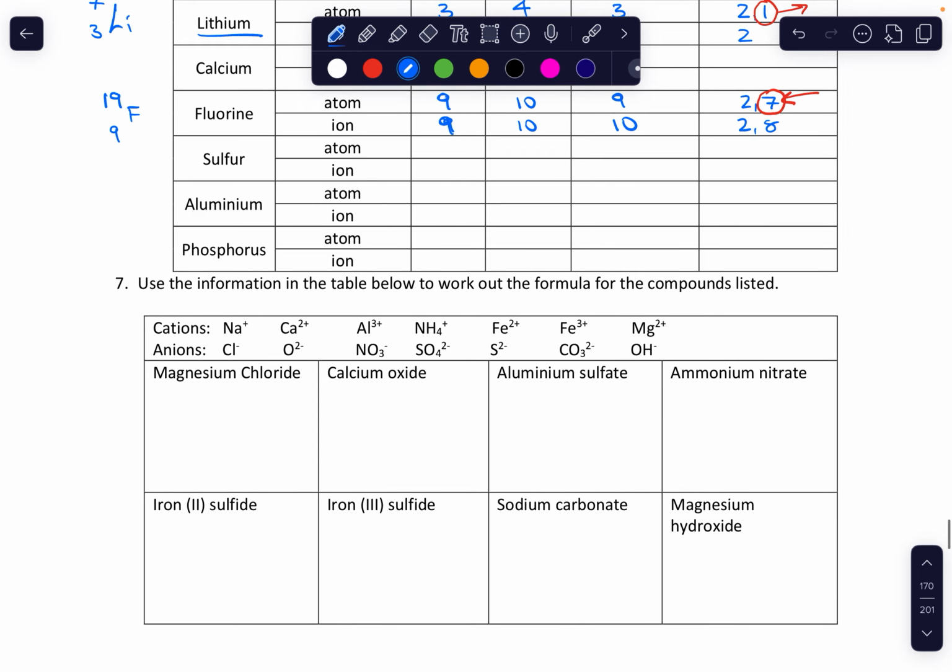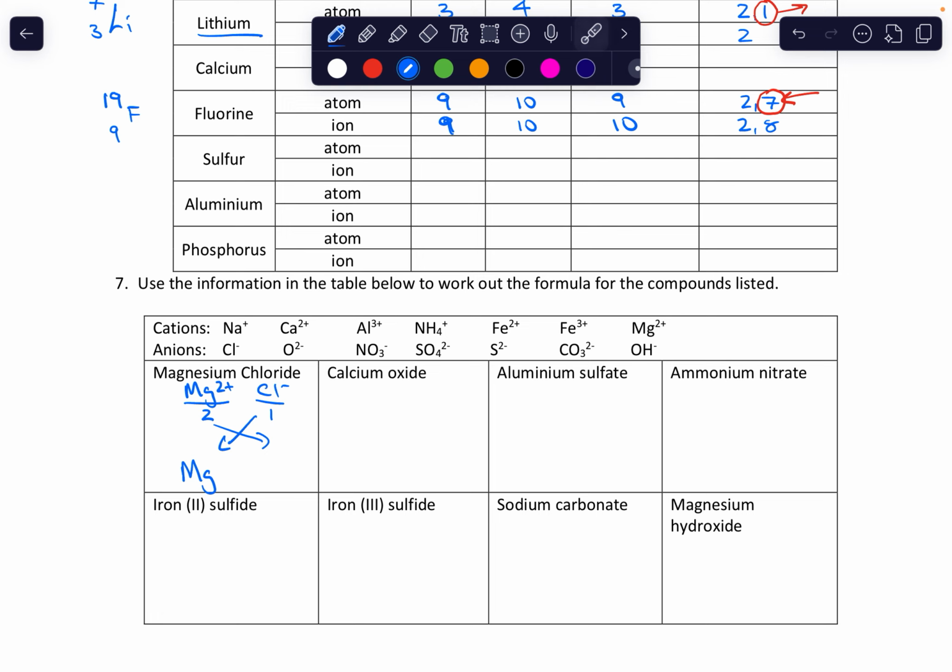Okay, working out formulas, really important skill. So make sure you are confident in doing this. So the first one here is magnesium. I can see from the list they've given to help that magnesium is 2+. So magnesium is a 2+, and a chloride ion is the anion Cl minus. So that's going to be Cl minus. And because it's 2 plus, it wants to make 2 bonds. Because it's minus 1, it wants to make 1 bond. We cross them over.